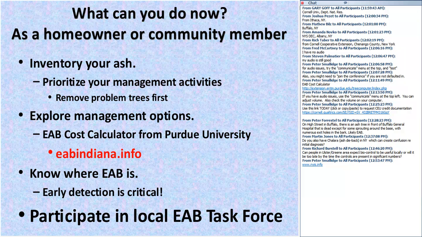As a homeowner or community member, you've got to inventory your ash. If you don't know the trees on your property, you don't really know what your liabilities are. And you have to prioritize your management activities. When you have a community park that has 500 ash or more, like in Onondaga County, where there's 8,000 ash in one of the most heavily used parks in the county, you've got to prioritize your management activities. Figure out, maybe remove the problem trees first, and then decide, okay, are you going to treat trees, and how are you going to do it?